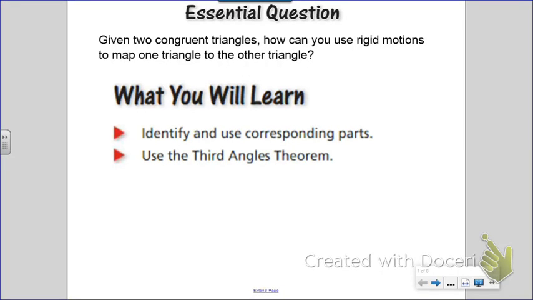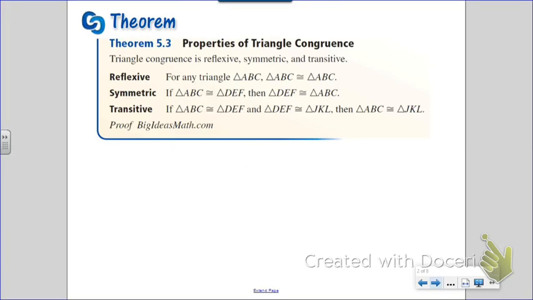Our next lesson in Chapter 5 is on using congruent triangles. We'll identify and use corresponding parts and use the third angle theorem. Properties of triangle congruence include the reflexive property, the symmetric property, and the transitive property. Each of these are outlined on the page.